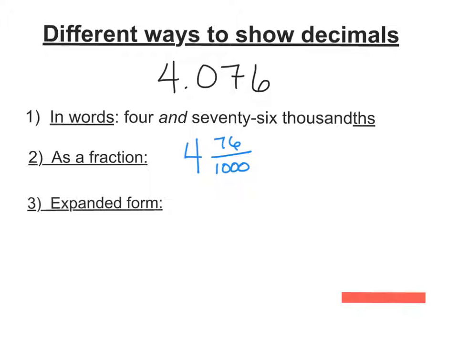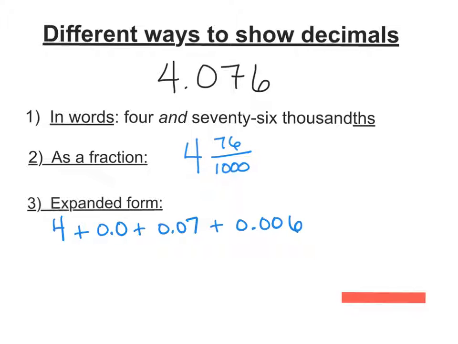Using expanded form, there's a couple of different ways that we can write this. Expanded form tells the value of each digit. So we start one digit at a time. 4 ones plus 0 tenths plus 7 hundredths plus 6 thousandths. That's one way we can write expanded form.